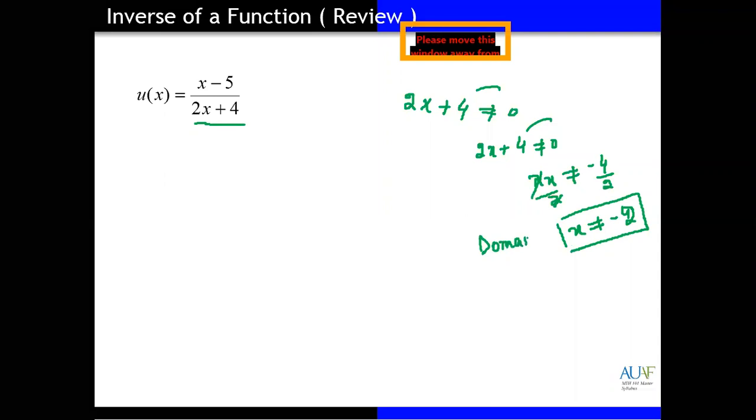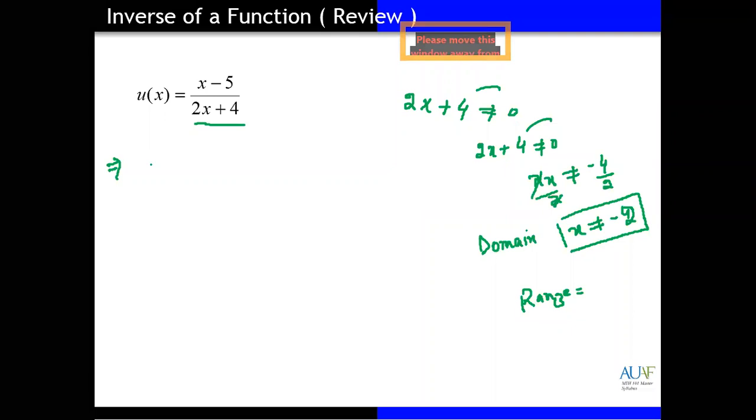Now, how can we find the range? For the range, first we need to find the inverse function, and then the domain of the inverse function is the range of the main function. So how can we find the inverse function? There are three steps. Step number one: replace u of x with f of x, that is, y.